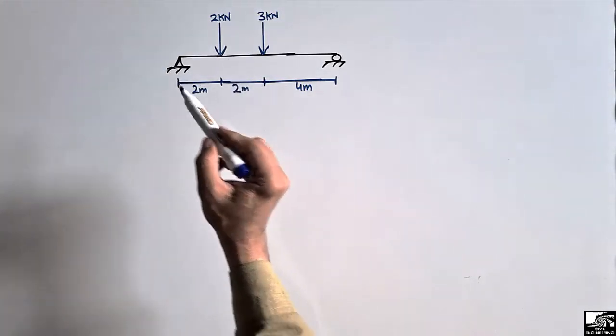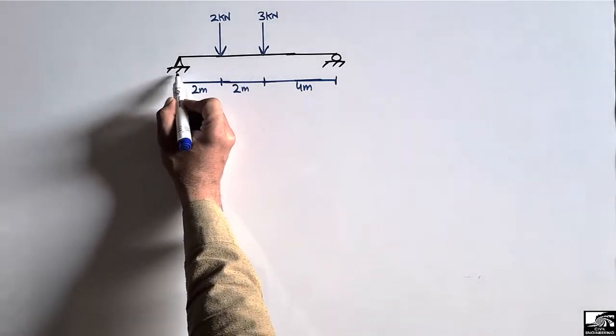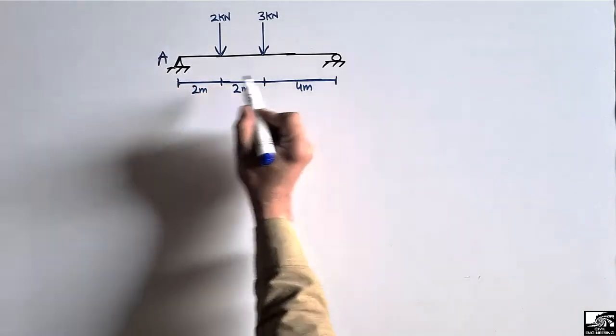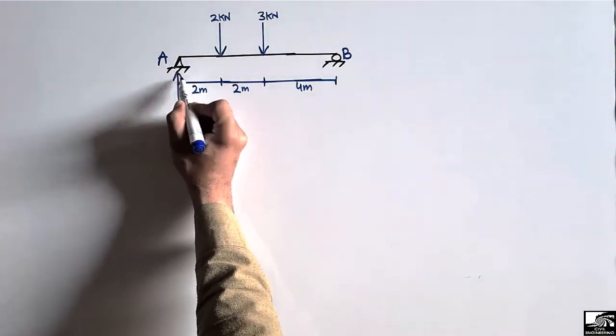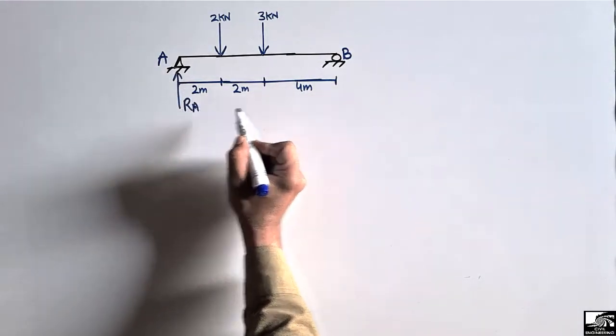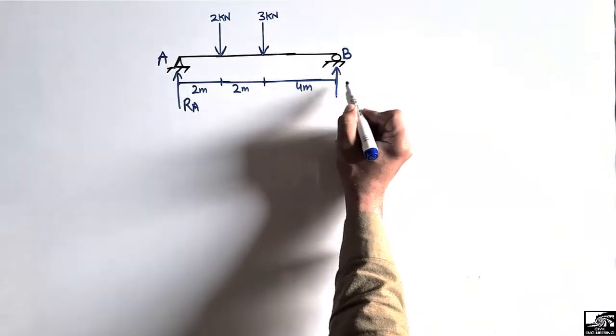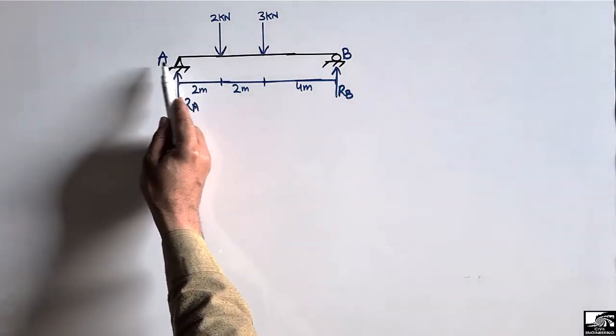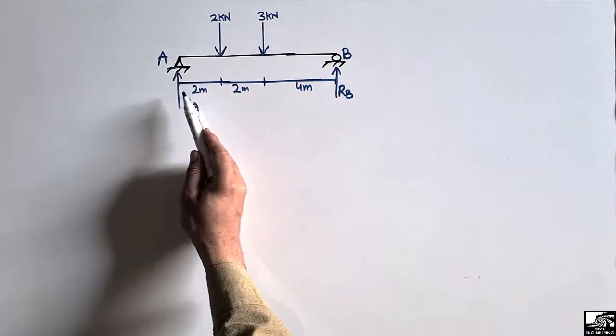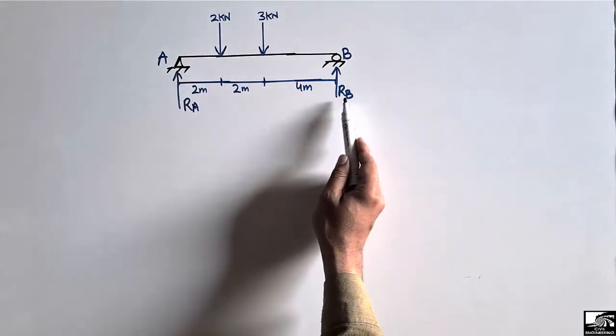So we are going to find out first of all their support reactions. Let's consider this is support A and this is support B. They can resist the vertical reactions RA and RB. There is no horizontal load, so we don't need to consider any horizontal reaction for this hinge support. So we have to find this RA and RB.